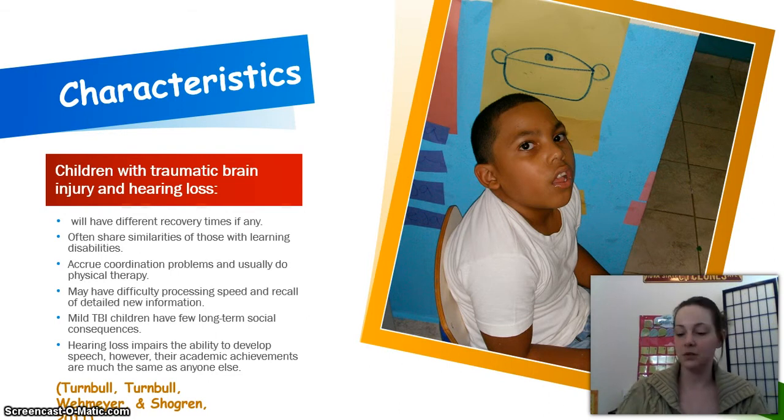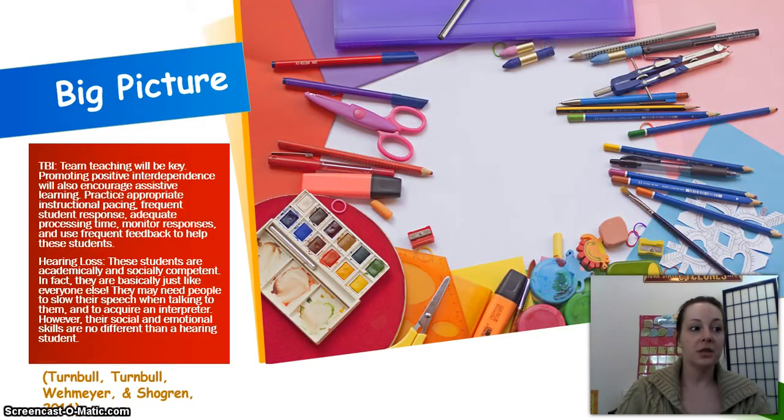The book mentions, I'm getting ahead of myself. The book mentions team teaching as a way of helping with those with TBI. Practicing appropriate instructional pacing, having frequent student responses, allowing adequate processing time, and monitoring responses are also great ways to implement the UDL. For those with hearing loss, typically they just need an interpreter. Basically, nothing more is needed for people with hearing loss because they're the same as everybody else. They just can't hear you.